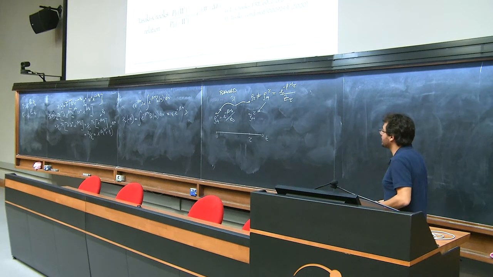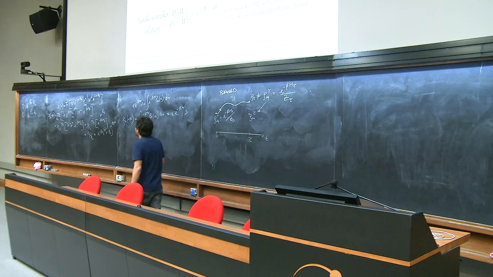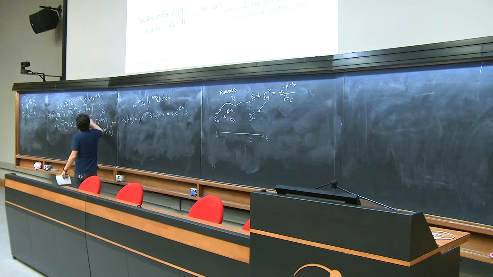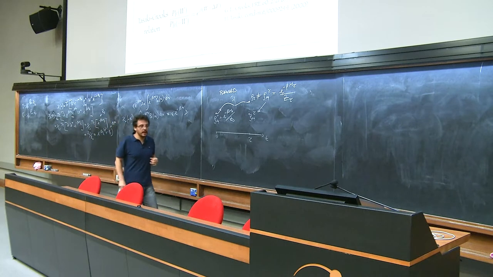And when I said that for Jarzynski it is actually very important to start from an initial equilibrium state, well, you can appreciate it from here, from my passage that allowed me to replace this with my Gibbs distribution.